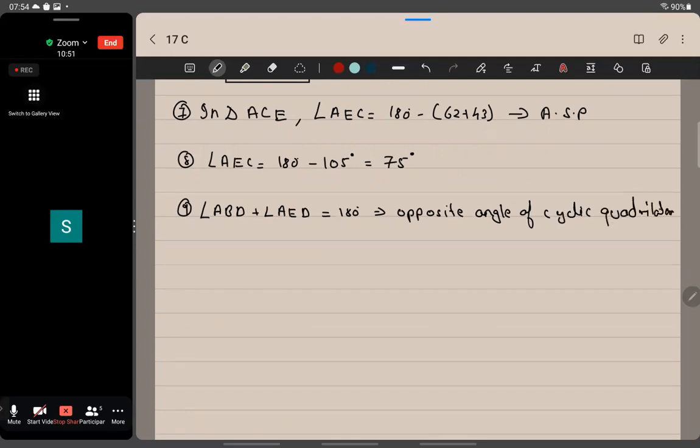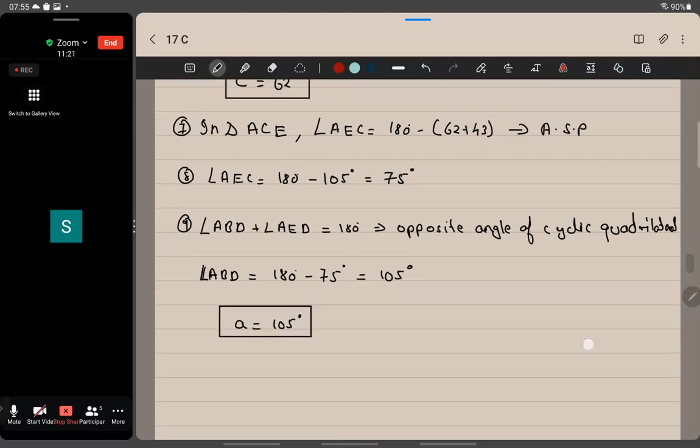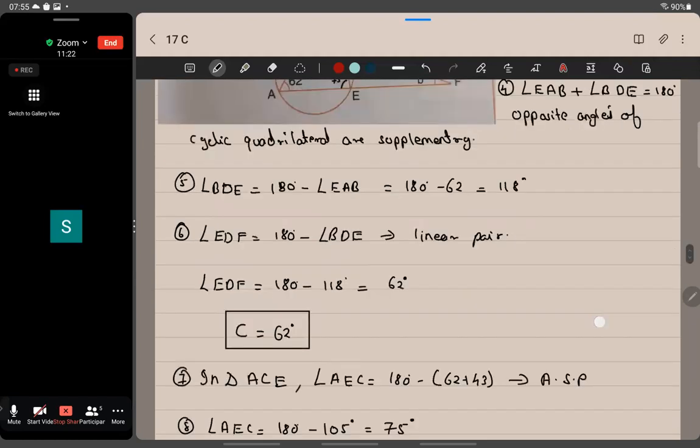Okay, so angle ABD is equal to 180 degrees minus, just now I found ABD. ABD is equal to AAC, it is one and the same angle, 105 degrees. So we got A as 105 degrees. See in your figure, okay? So we got A as 105 degrees here.